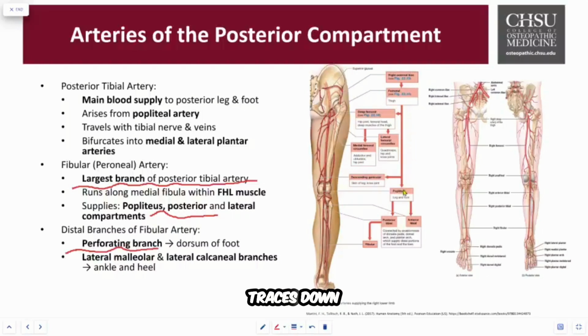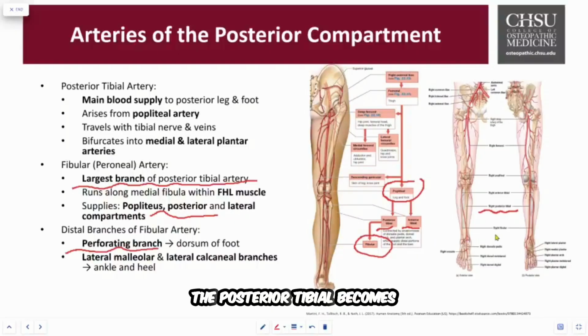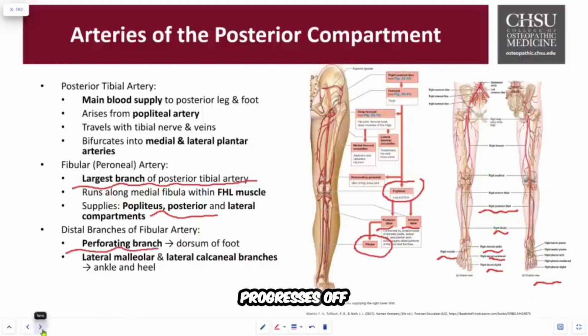So over here you can see as it traces down, the popliteal artery splits into posterior tibial and anterior tibial, and the posterior tibial becomes the fibular, and eventually splits down into the plantar arteries: the lateral plantar, medial plantar, plantar arches, the plantar metatarsal, plantar digital, and on top of the foot we have the dorsalis pedis, dorsal metatarsal, and the digital ones, as well as the crossing over called the arcuate. So these are the smaller arteries as it progresses off.